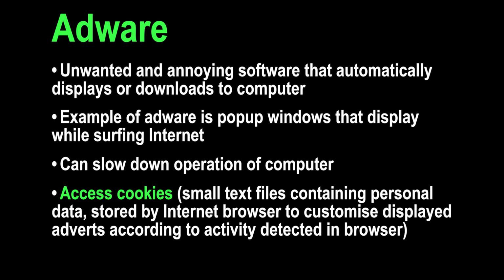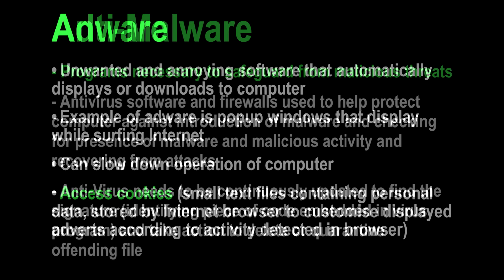Adware is unwanted and annoying software that automatically displays or downloads to the computer. An example of adware is pop-up windows that display while surfing the internet. They can slow down the operation of a computer, and they access cookies, which are small text files containing personal data stored by the internet browser to customize displayed adverts according to activity detected in the browser.